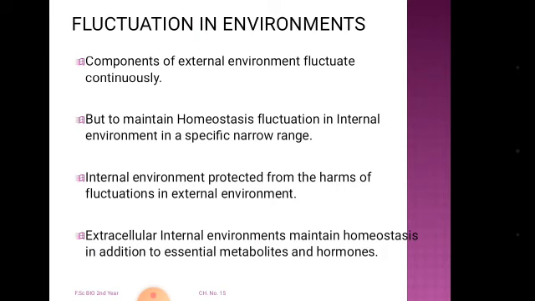Similarly, different metabolic wastes are present inside the body, hormones are present, enzymes are present. The internal environment also maintains the body in a homeostatic condition, and this shows that the external environment can fluctuate, but the internal environment maintains the body in a homeostatic condition.